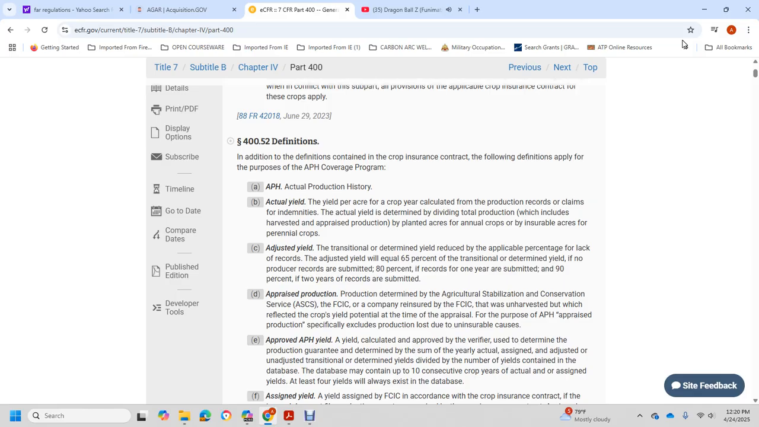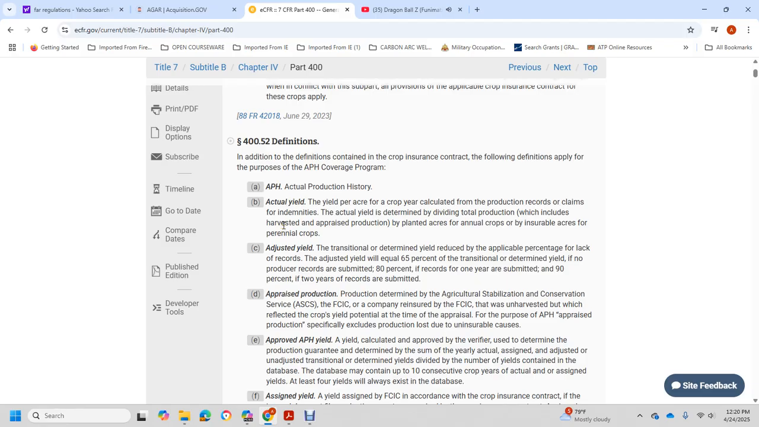Yield per acre of the crop year calculated from the production record used with the claim for indemnities. The actual yield was determined by dividing total production, which includes harvested and appraised production, by the planted acres of the annual crops, or by insurable acres of the perennial crops.